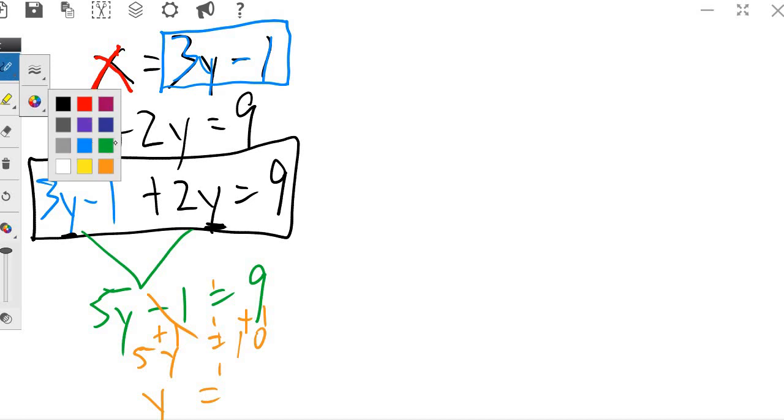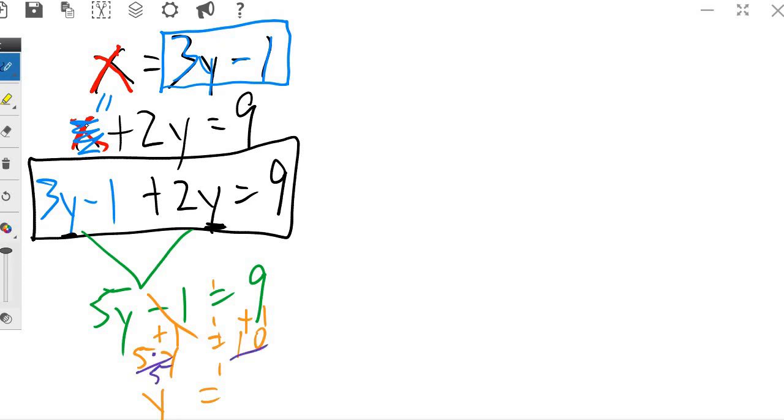Okay? And so the next step, right? You guys should know this now. The opposite of times 5 is divided by 5. If you do it to one side, you do it to the other. And check this out. We found one of those numbers already, for one variable, right? We know y is equal to 2, right?